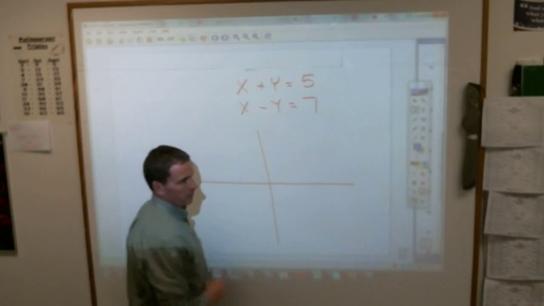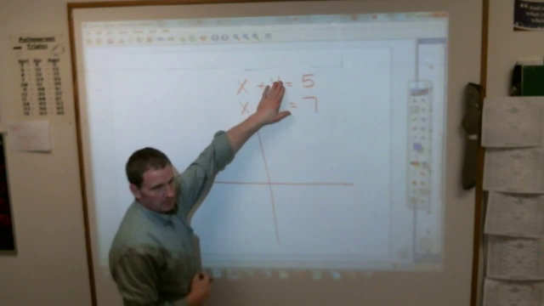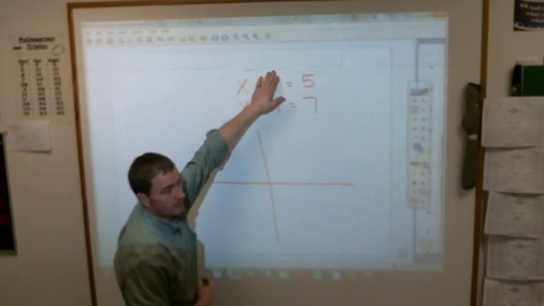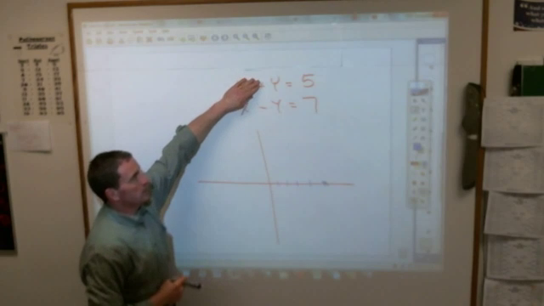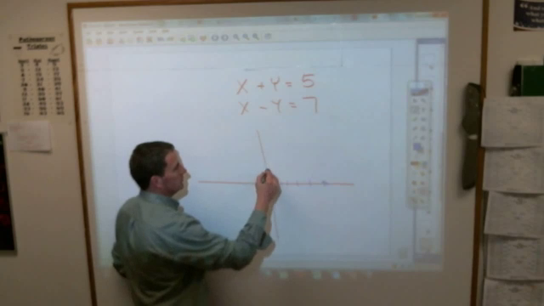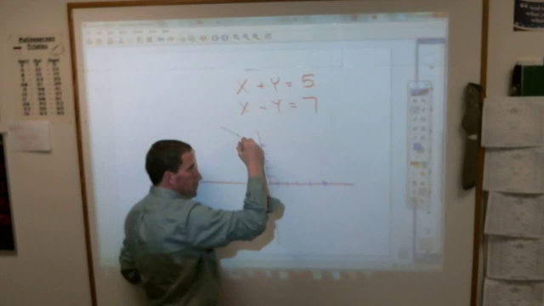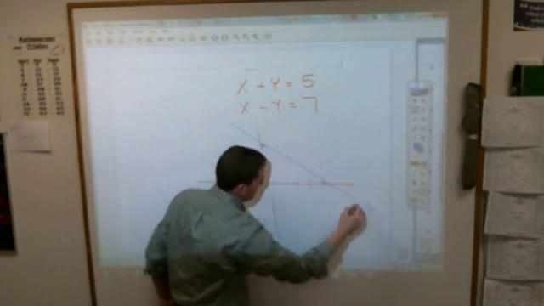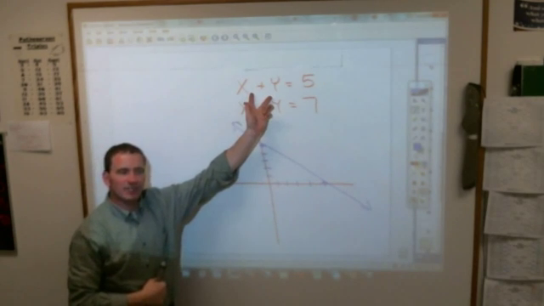I'm going to graph both of those lines. X plus y equals 5. Where's my x-intercept? 5. 1, 2, 3, 4, 5. My y-intercept for the first equation is? 5. 1, 2, 3, 4, 5. So this line represents all the possible answers you could have when you add two numbers together to give you 5.